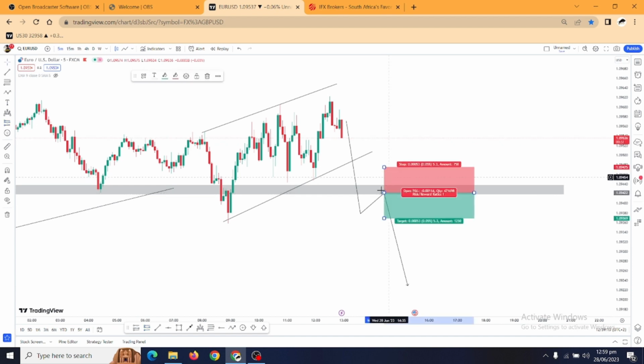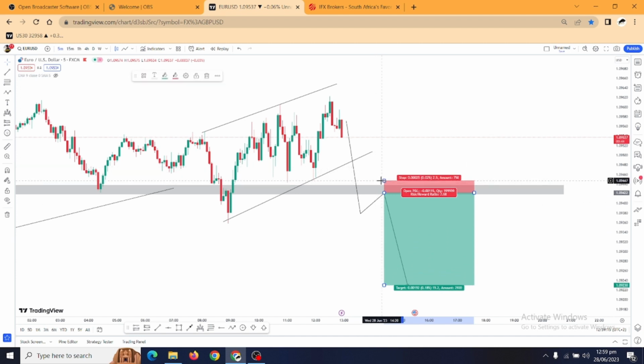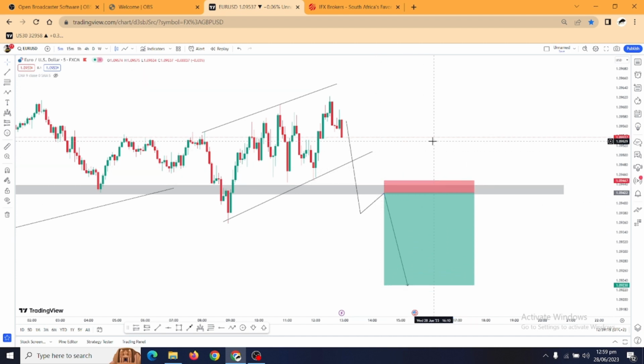So I'm going to be entering myself there, putting my take profit somewhere there, and then putting my stop loss somewhere there, which is a 1:7 risk to reward ratio, guys. So you see how easy it is to analyze and trade currency pairs other than trading indices, guys.